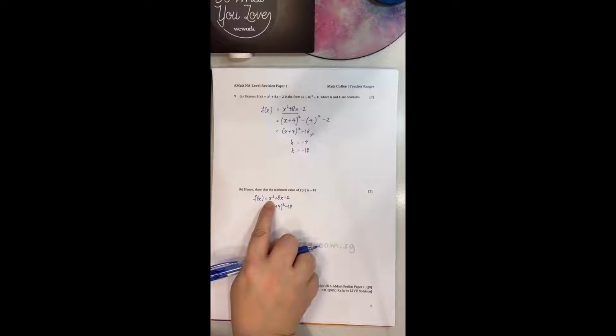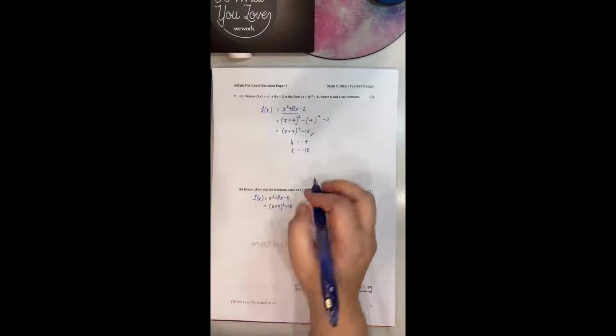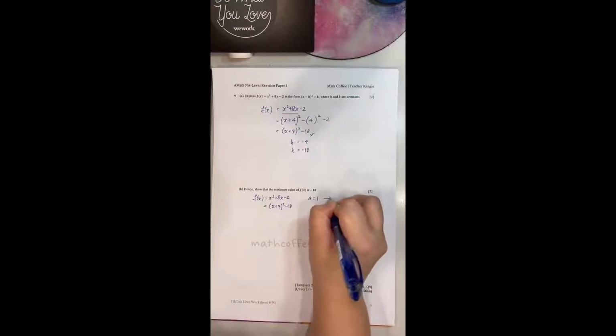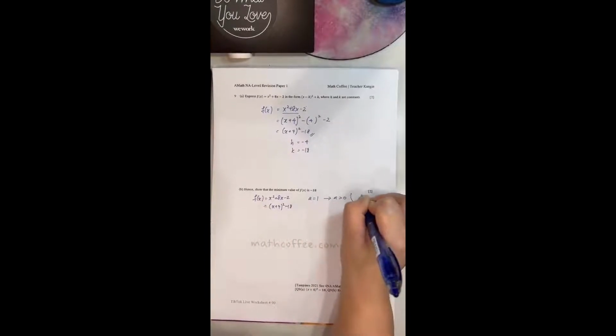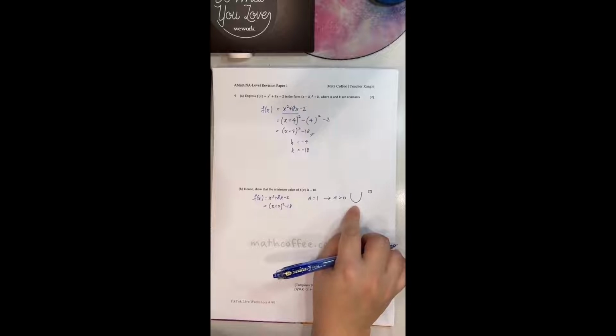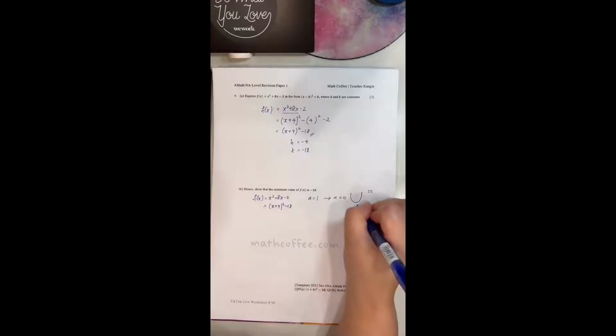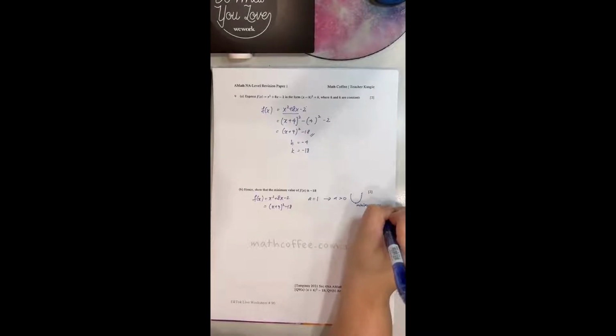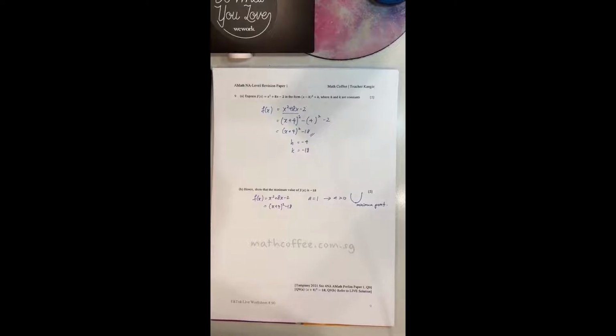Look at the coefficient of x squared. Okay, it's 1. The a is equal to 1. A is more than 0. It is a happy face. It is a quadratic graph with a U shape. It means that it is a minimum point. It has a minimum point for the turning point.